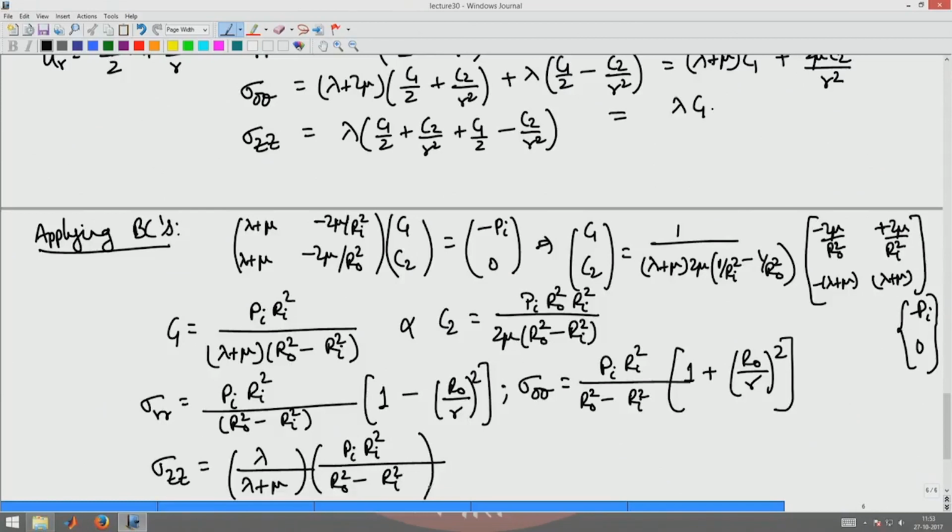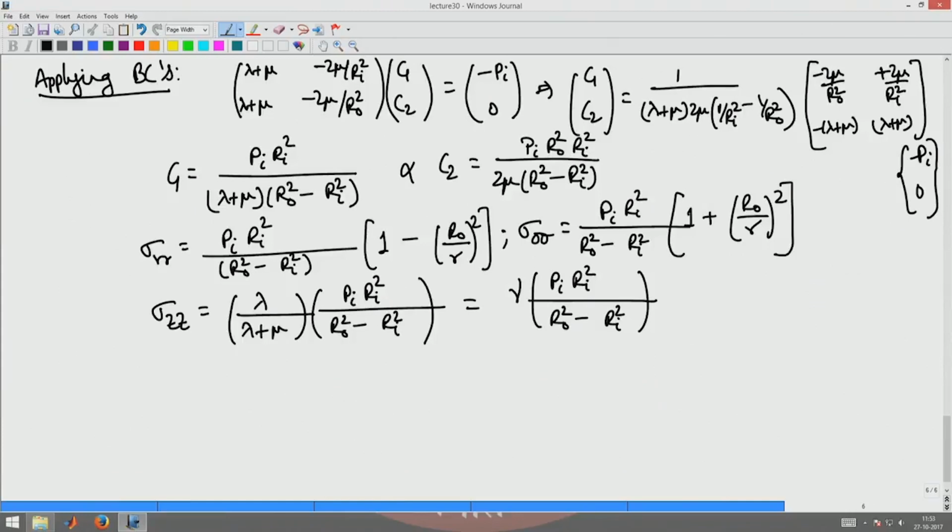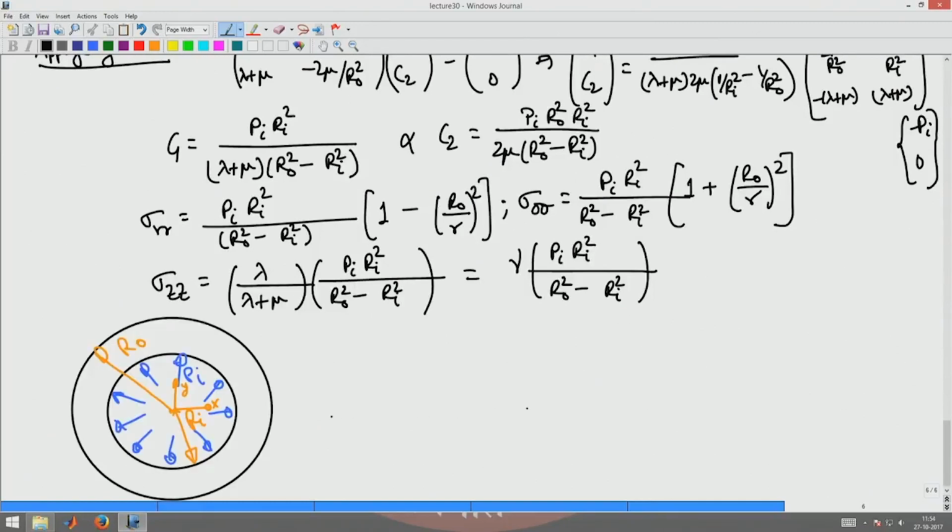From the definition of Poisson's ratio, you know that this is nothing but Poisson's ratio times pi r I square divided by r naught square minus r I square. Okay. Now, let us plot the variation of sigma r r and sigma theta theta and sigma z z along the thickness of the cylinder. Okay. First let us plot the variation of sigma r r across the thickness of this cylinder.